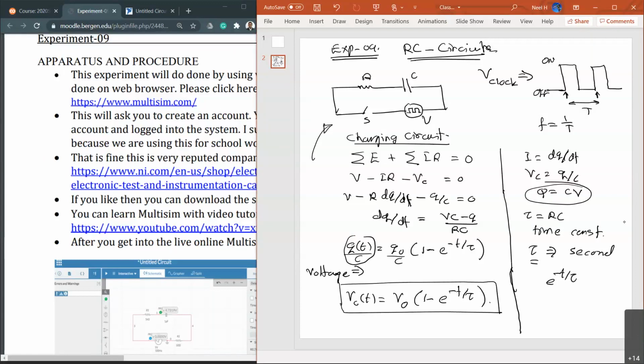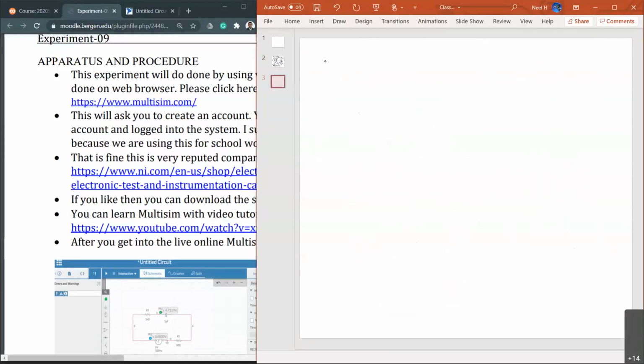How do we identify those things? We can do it this way. Now I have this equation: Vc as a function of t equals the maximum possible voltage times 1 minus e to the minus t over tau. Then what happens if t equals 0? Mathematically, if you put t equals 0, e to the power 0 is 1, and 1 minus 1 is 0. So your voltage across the capacitor when time equals 0 is actually 0.